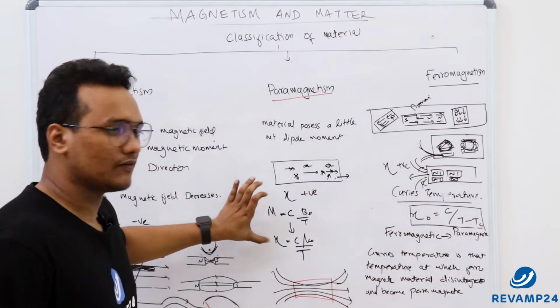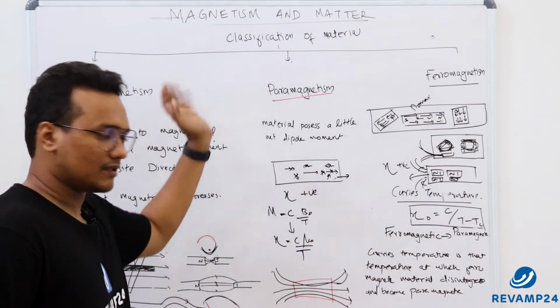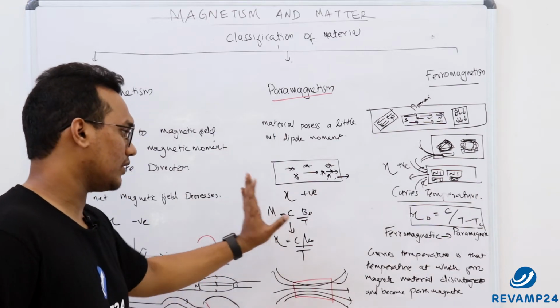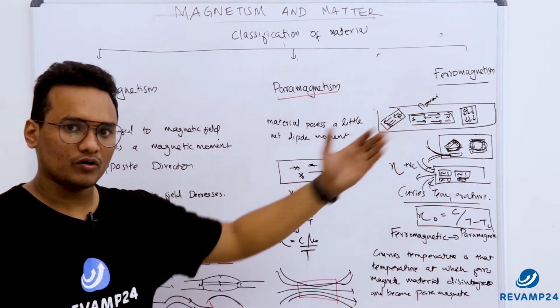So this is one equation, and the next thing is the definition of Curie's temperature. Now, Curie's law has been defined here. That is this one: increasing temperature, susceptibility will decrease. This is very, very important. So we will conclude everything.